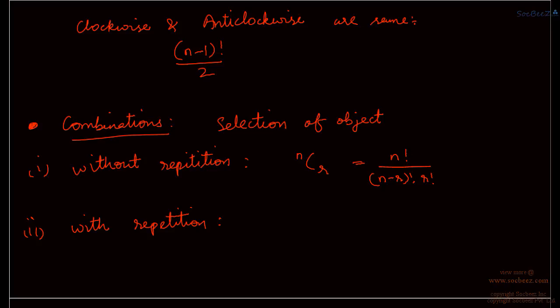So because of this, the number of possible selections actually increases, right? And the number is given by n plus r minus 1 C r. So if you write this, it is nothing but (n plus r minus 1) factorial by r factorial into (n minus 1) factorial. Okay. So instead of nCr, we have n plus r minus 1 C r.